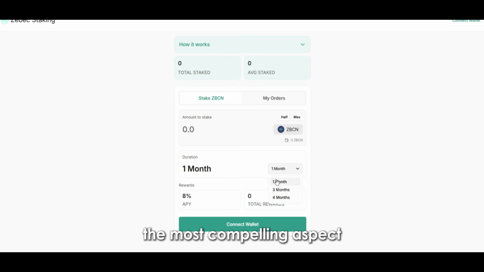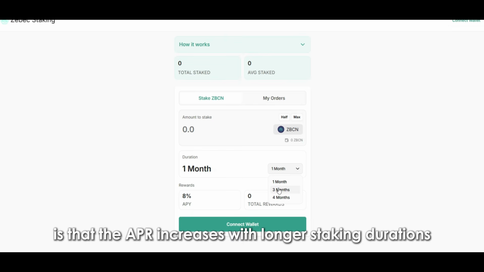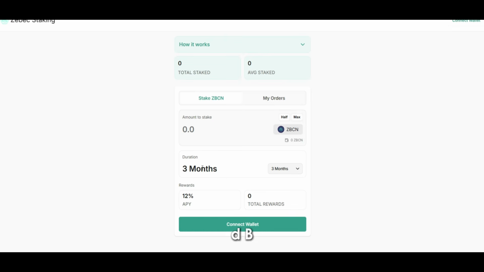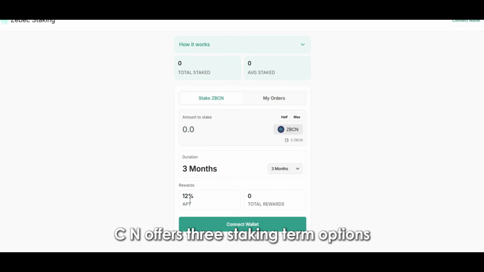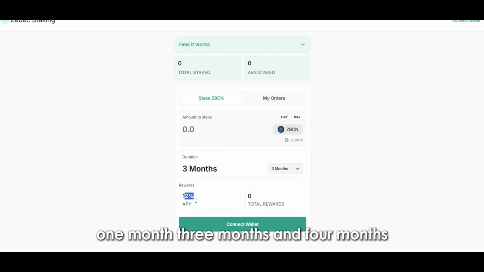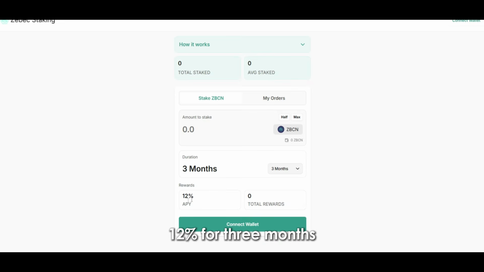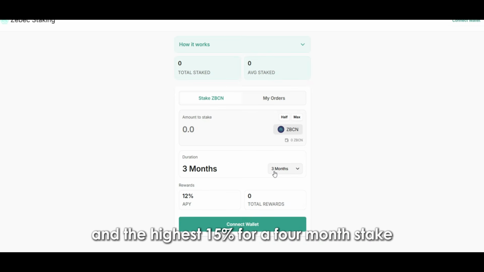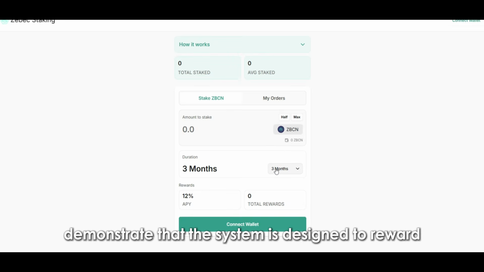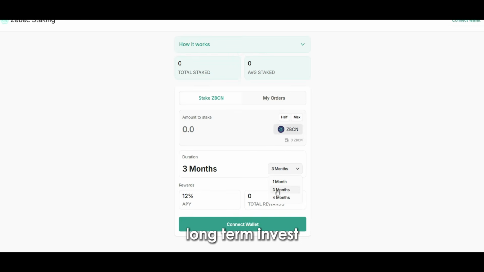The most compelling aspect is that the APR increases with longer staking durations. Zbcn offers 3 staking term options: 1 month, 3 months, and 4 months. The corresponding APRs are 8% for 1 month, 12% for 3 months, and the highest, 15% for a 4-month stake. These rates demonstrate that the system is designed to reward long-term investors.